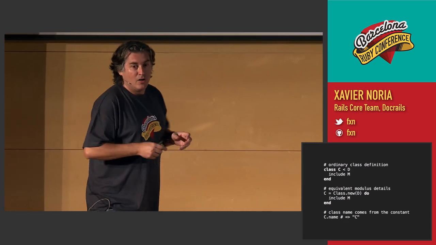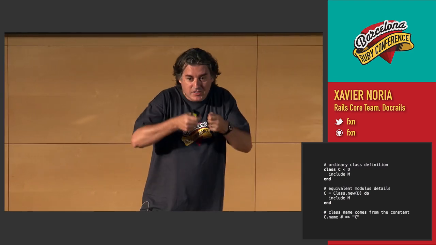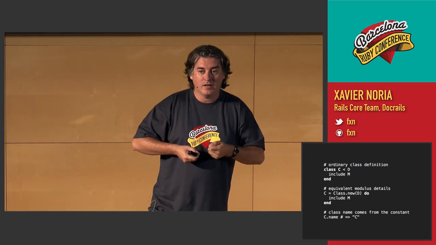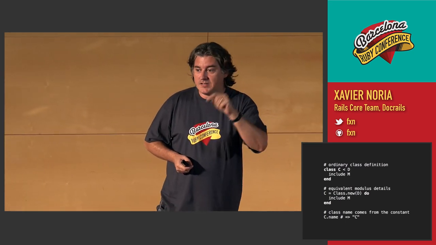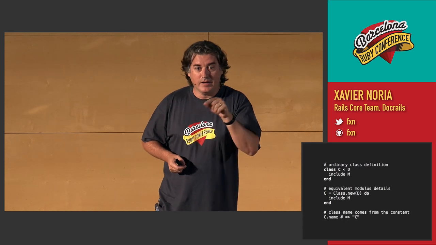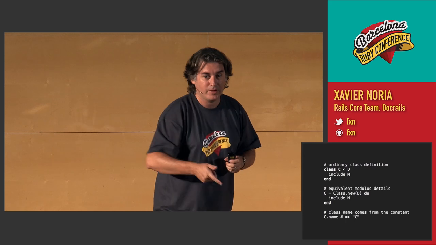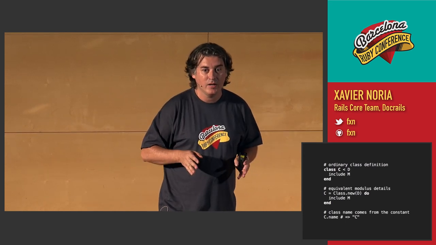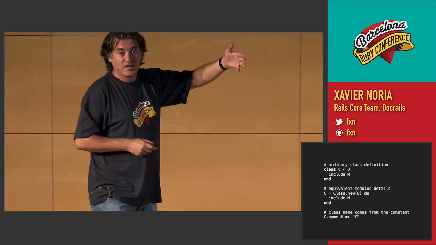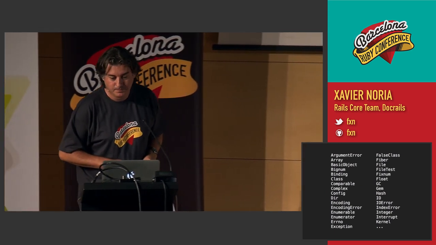The interpreter, when it is executing a constant assignment, has code that says: if the thing you are going to assign to a constant is a class or a module, and the class or module is anonymous, I am going to set the name at that point. And that name is set in stone, and it's not going to change anymore. But that's what happens behind the scenes when you use the class or module keyword.